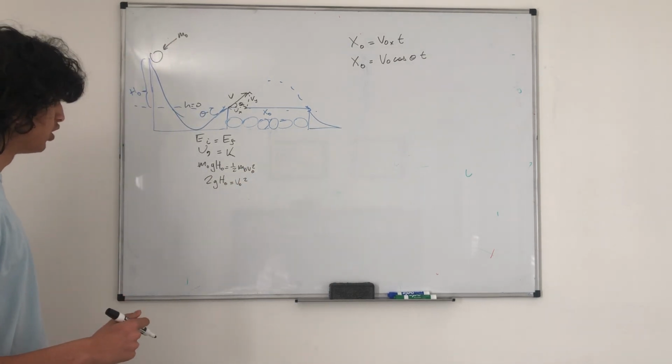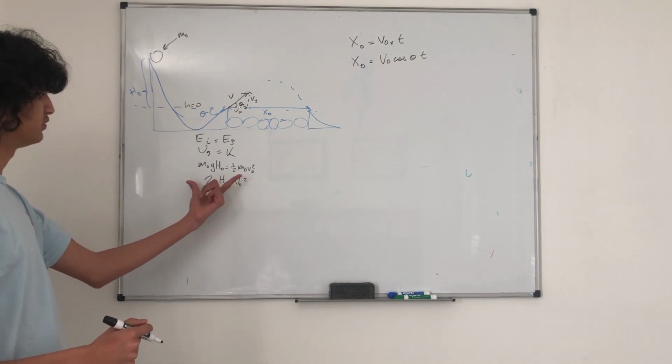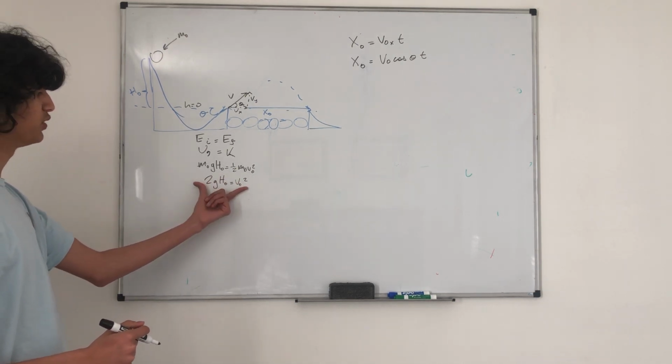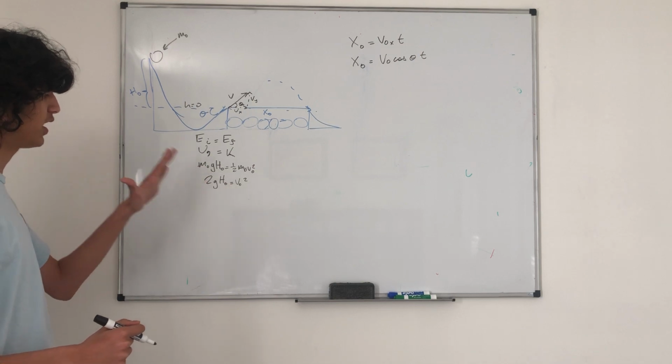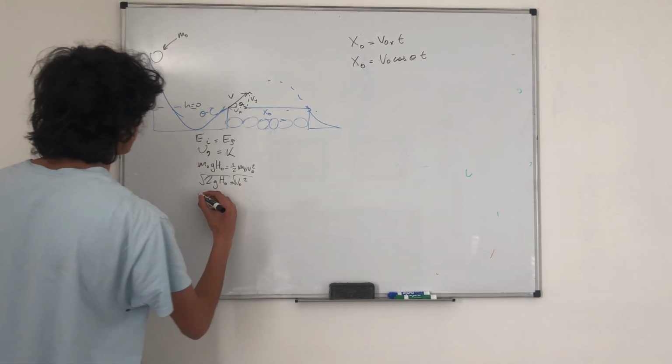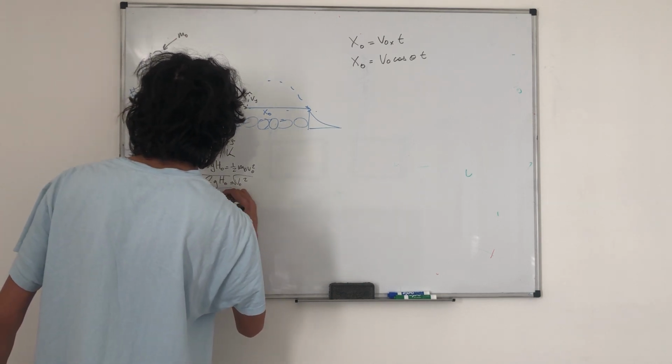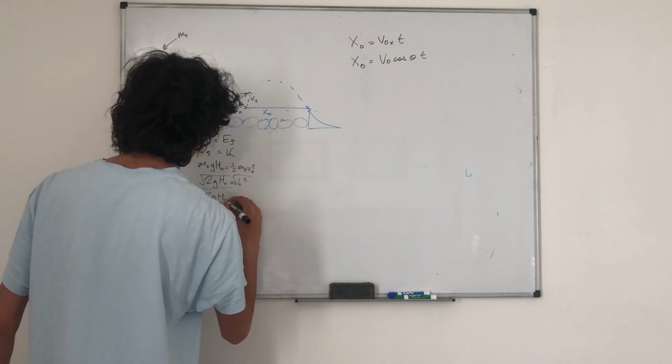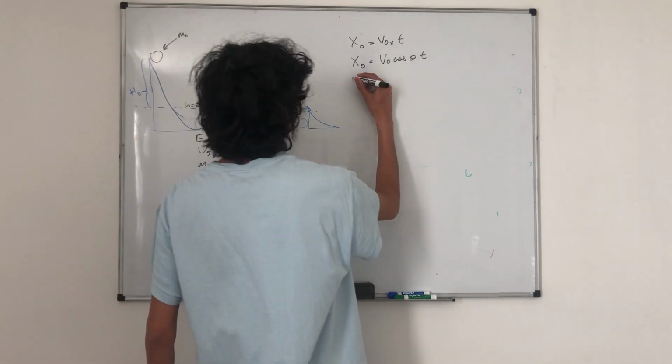Before I substitute that back in, I'm going to treat this problem like I've never done it before. Let's just square root: square root of 2g h naught equals v naught. Let's substitute that back in.